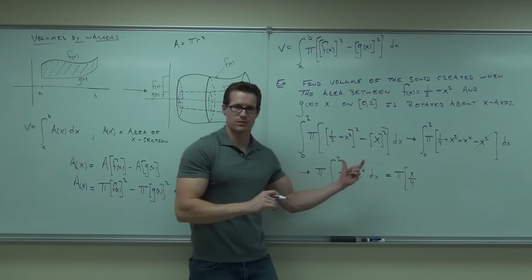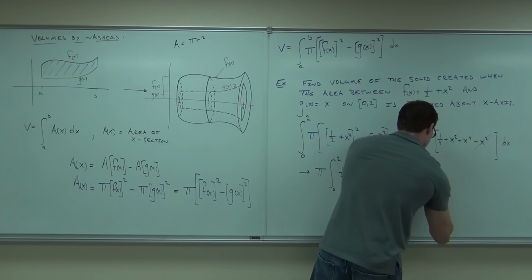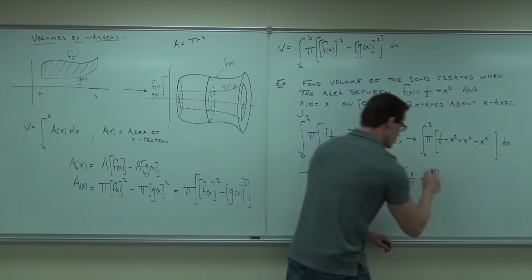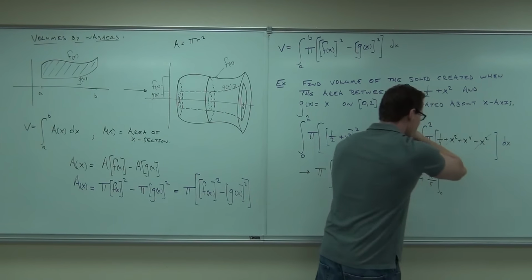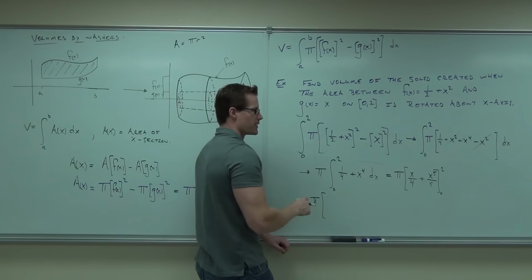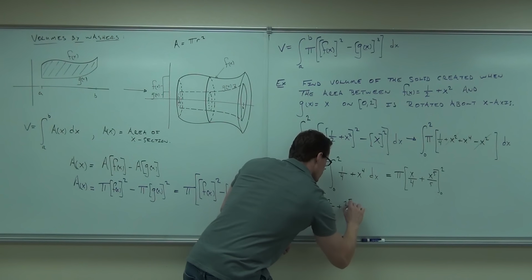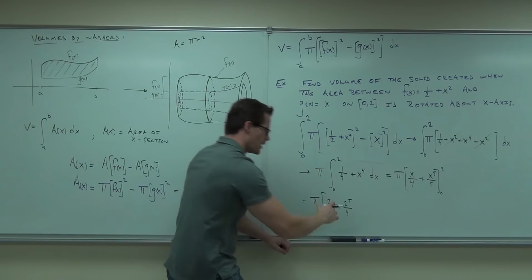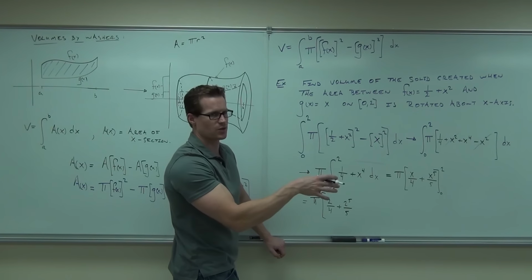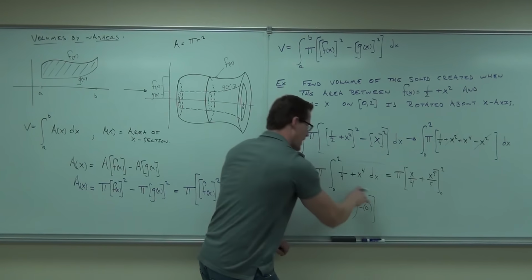It does need to be in parentheses though. It has to have a bracket. Plus what? And we'll be evaluating that from 0 to 2. So I'll have my pi out there. I'm going to do 2 over 4 plus 2 to the 5th over 5. And then I'll subtract, but when you plug in 0, you're going to get 0. So I'm just going to show it this way, just to make sure I don't have anything wacky going on with that 0.